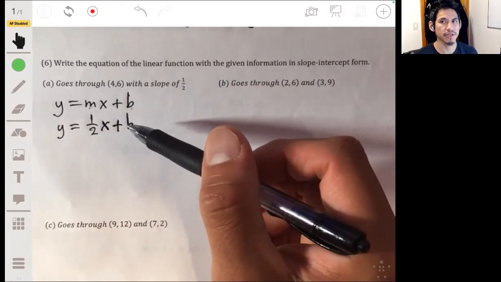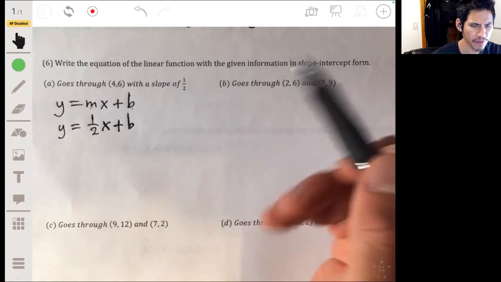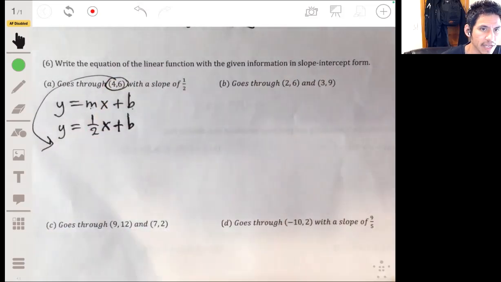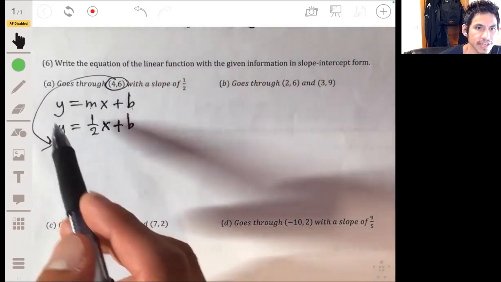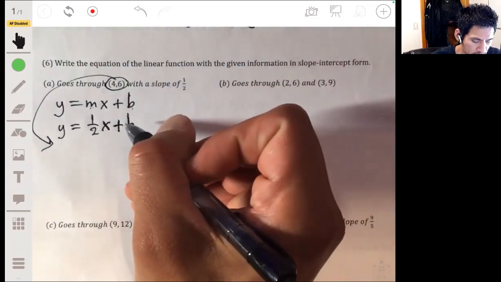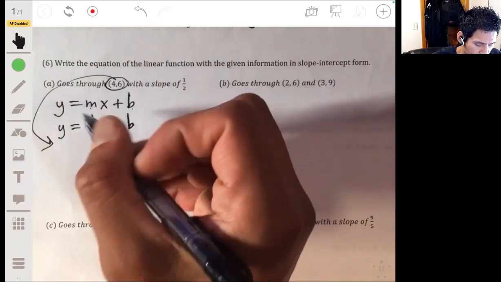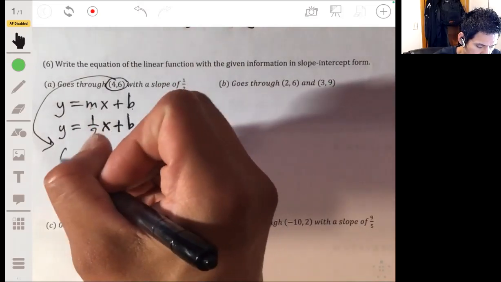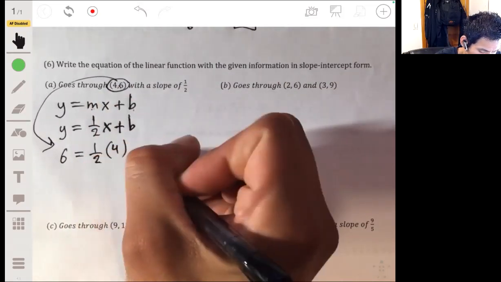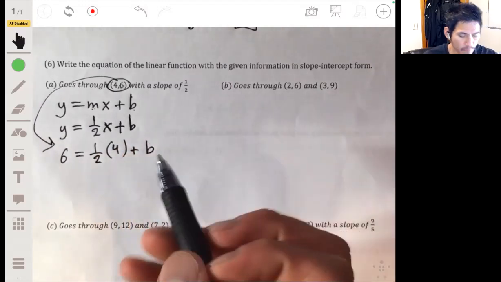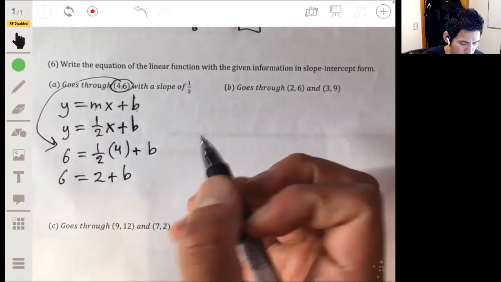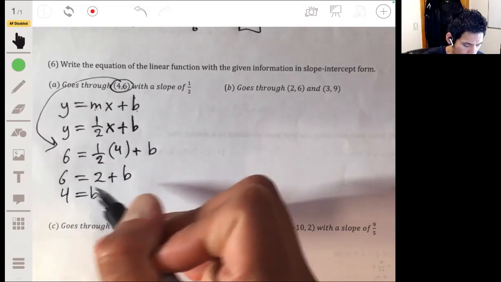But we need the value of b. We need the value of the y-intercept. And for that, we're going to use the fact that it goes through 4, 6, which means that if you plug in these coordinates into the equation, it's going to have to work. So it's going to make something true, which then allows us to solve for b. So doing that, I'll make y equal to 6 and x equal to 4. And then solving for b, I'll have 6 equals 2 plus b. And then b is just 4.